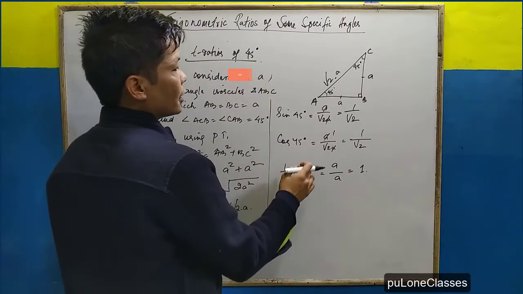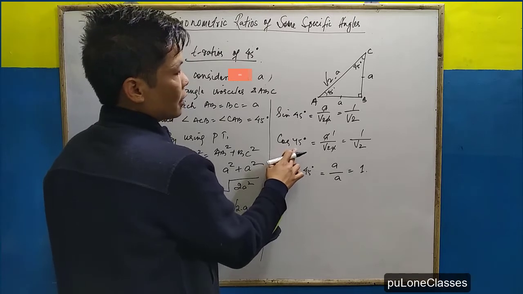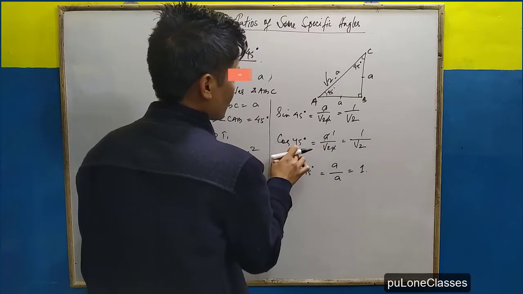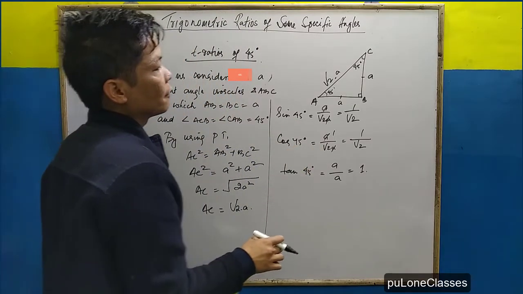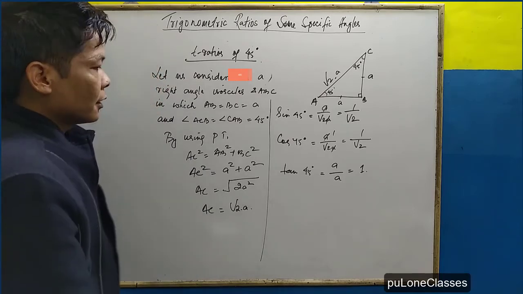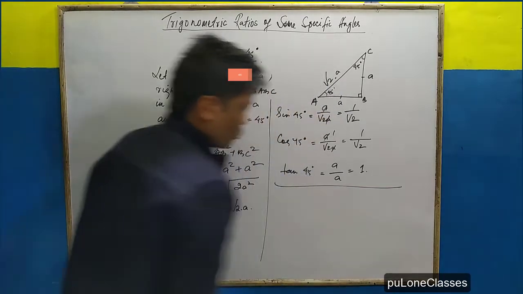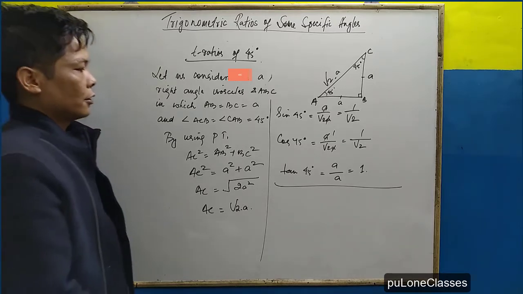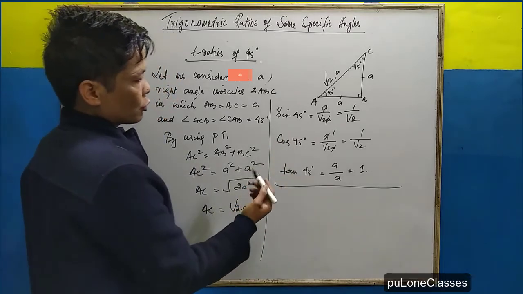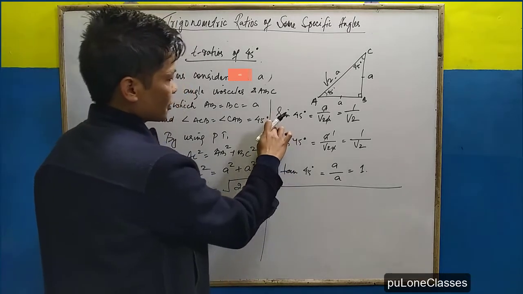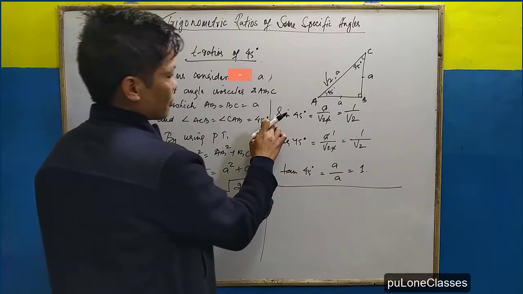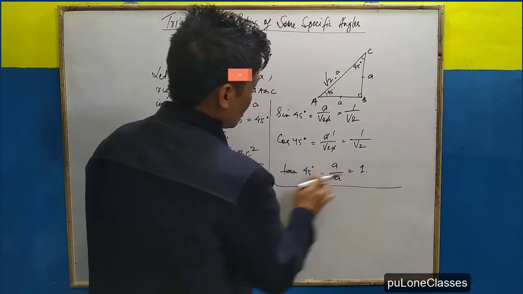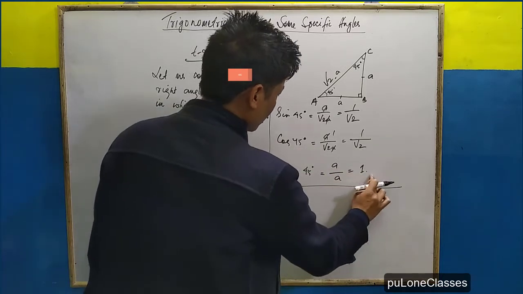From here we can also see that sine of 45 and cos of 45 are equal, because 45 is the complement of 45. Now you might be wondering what will be the value of other T ratios like cosec, sec, cot. The values of all those T ratios will be just the reciprocal of sine, cos, and tan. The value of cosec 45 will be root 2, sec 45 will be root 2, and for cot, the value will be 1.